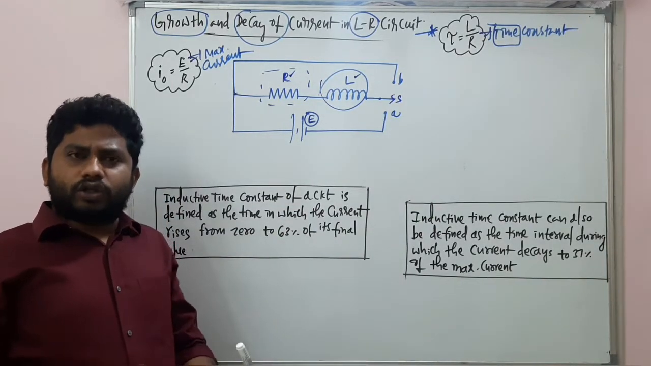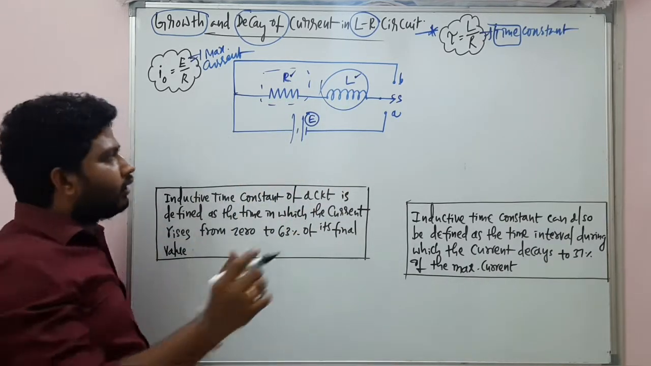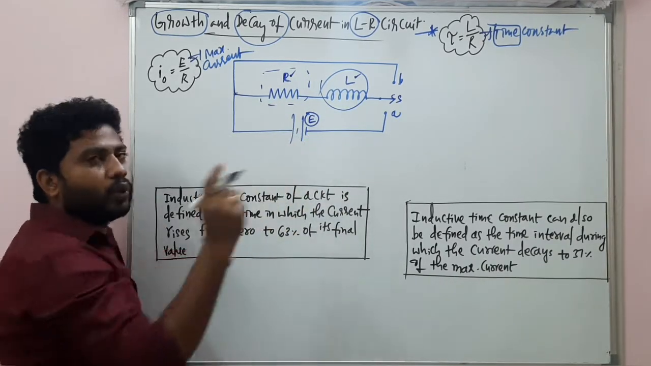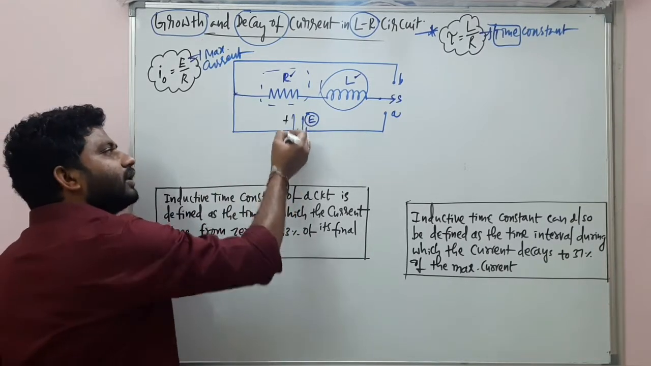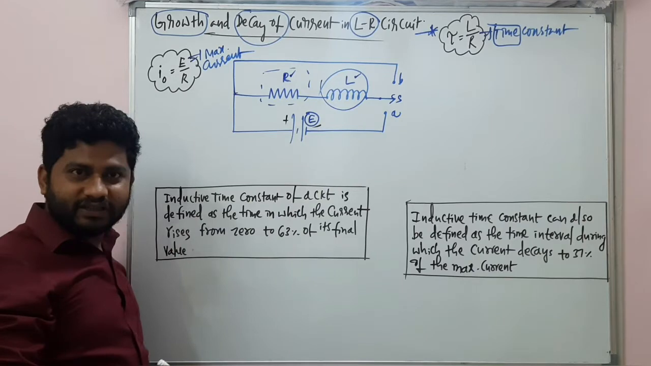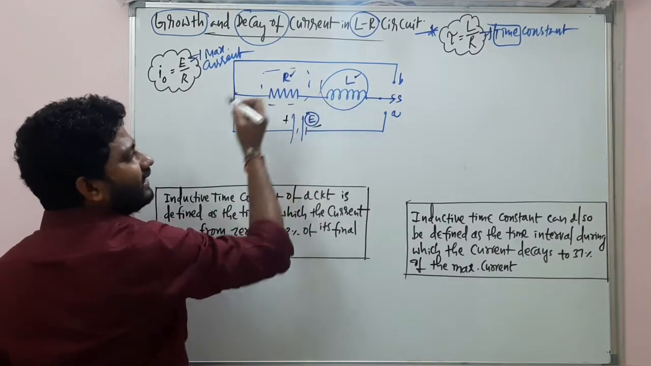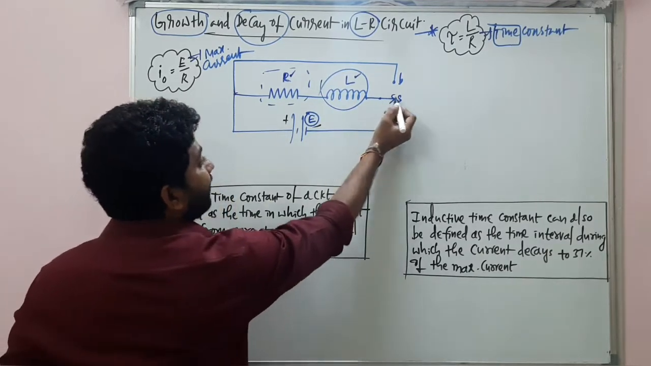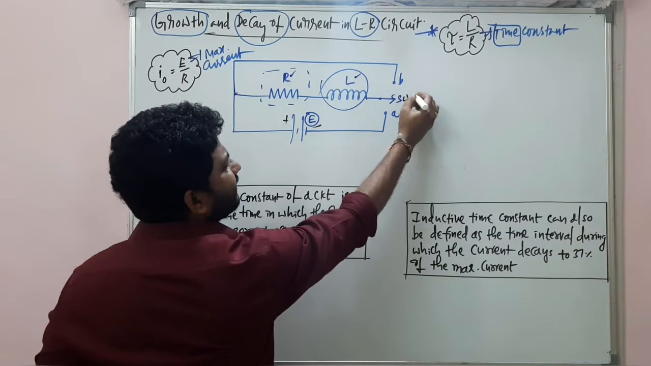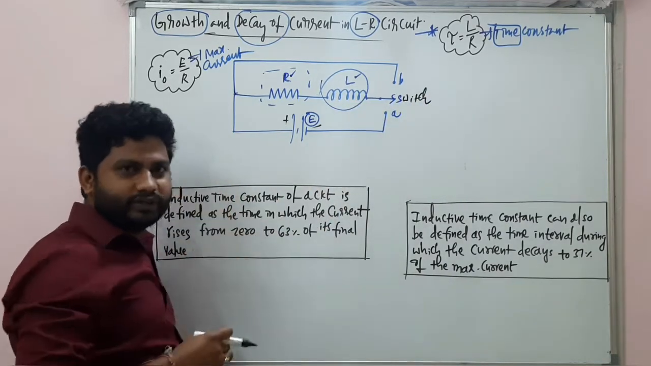Let's begin the concept. This is a circuit where a battery of voltage E is kept here, whose positive terminal and negative terminal are mentioned in this way. And in this circuit, there is a resistance and an inductor, both connected in series combination. Now there is a switch. So here S is the switch. A and B are two points.